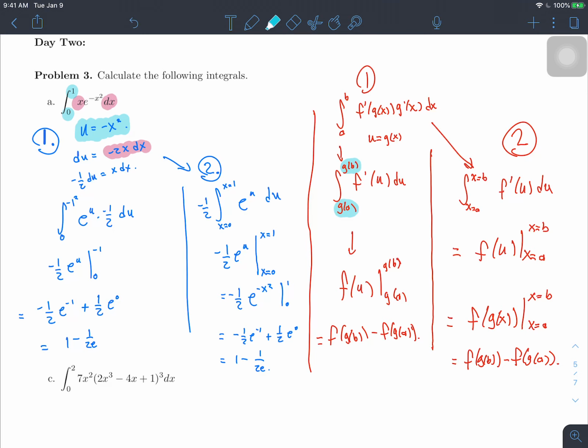But are there any other questions about this definite integration process using u substitution?